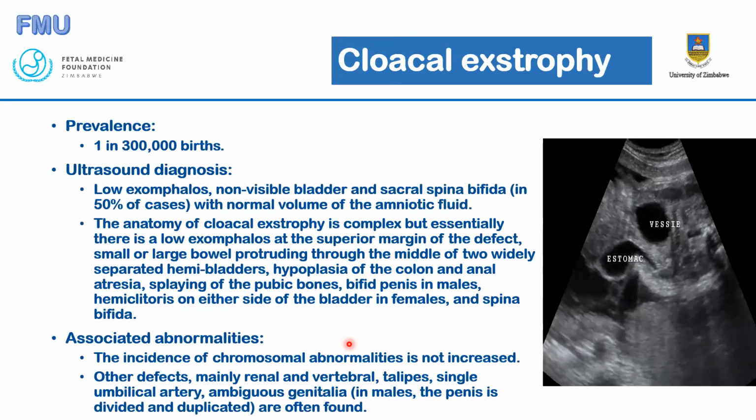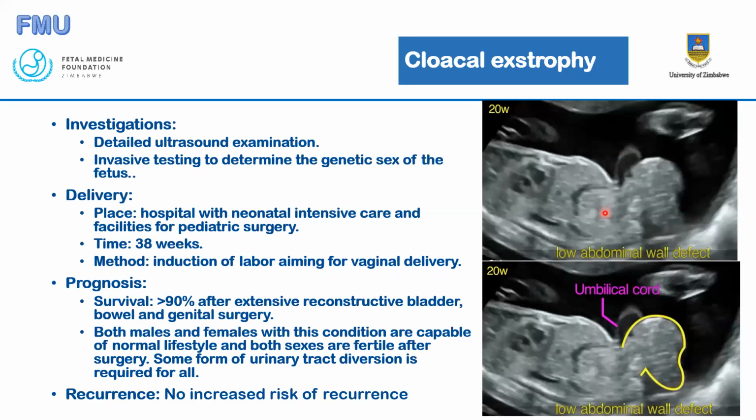Then we go to another condition called cloacal exstrophy. Probably before I describe, let me show you some images. So cloacal exstrophy, we can see that we have the umbilical cord coming out at the right place, but we have what looks like an exomphalos below the umbilical cord here, where the abdominal contents are within a sac. And we don't see the bladder because the bladder is also involved in this defect. So this is cloacal exstrophy.